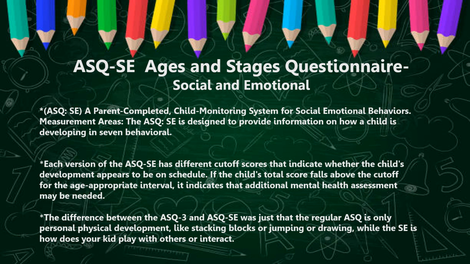Each version of the ASQ SE has different cutoff scores that indicate whether the child's development appears to be on schedule. If the child's total score falls above the cutoff for the age-appropriate interval, it indicates an additional mental health assessment may be needed.